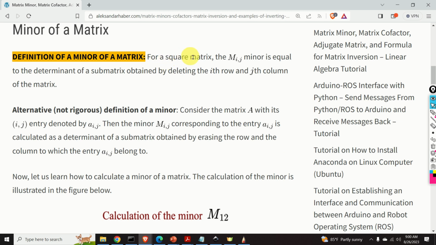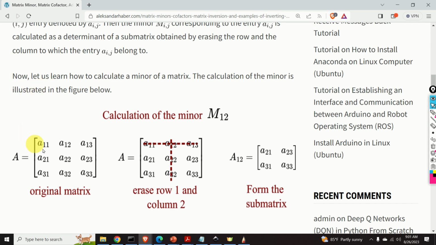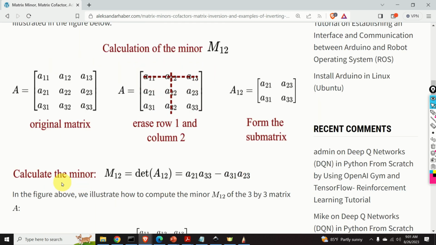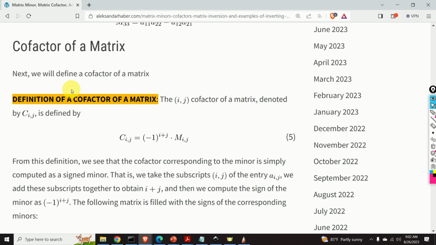For a square matrix, the Mij minor is equal to the determinant of a submatrix obtained by deleting the ith row and the jth column of the matrix. And that's exactly what we did. Over here, I illustrated once more how to calculate the minor of the matrix. That is, over here I calculate M12. Again, original matrix, erase row 1 and column 2, then form the submatrix and calculate the minor as the determinant of the submatrix. And that's it.